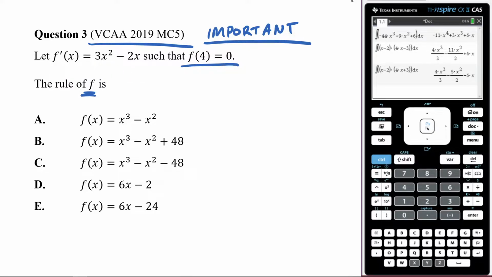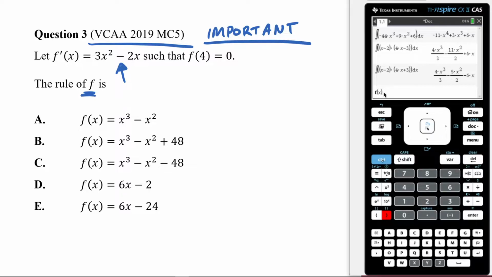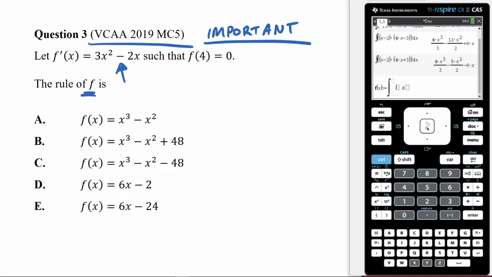We know that what we want to do is find the antiderivative of that, which will give us f, and then sub in that point to find what our c is going to be. The quickest way to do this on the CAS is to define f of x. I'm going to press control, define it as shift plus to bring this up, 3x squared minus 2x, then come over here and put x. So I'm defining it as that, and then I'm going to remember to plus c to it, because you have to plus c when you're doing indefinite integration.